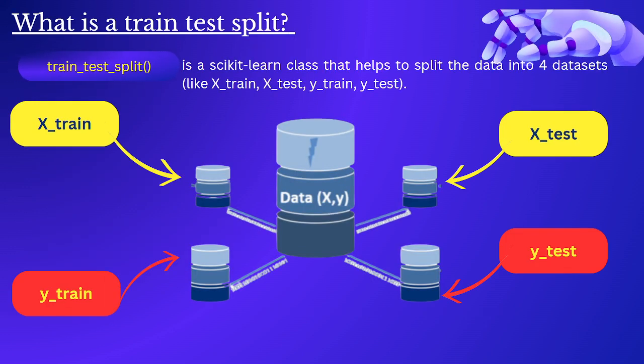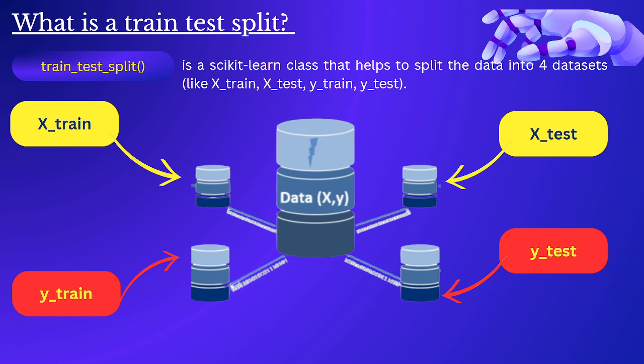So what is the train test split function? Train test split is a scikit-learn function that helps us to split the data into four data sets: x_train, x_test, y_train, and y_test. So here x and y, train and test, four data sets are involved.